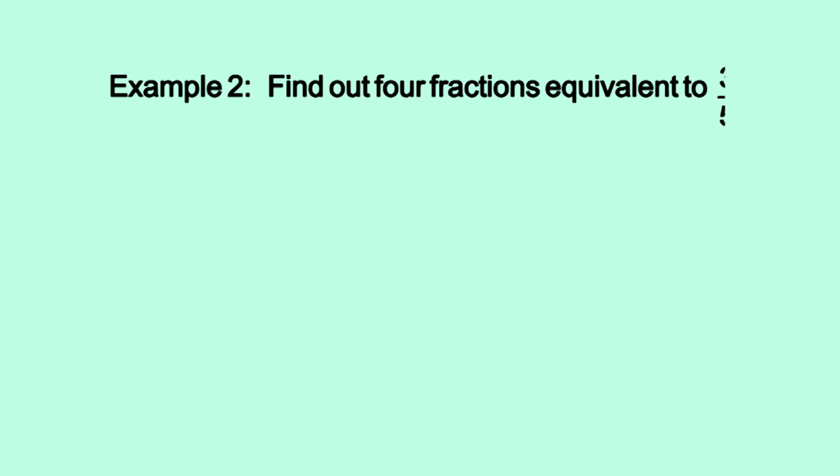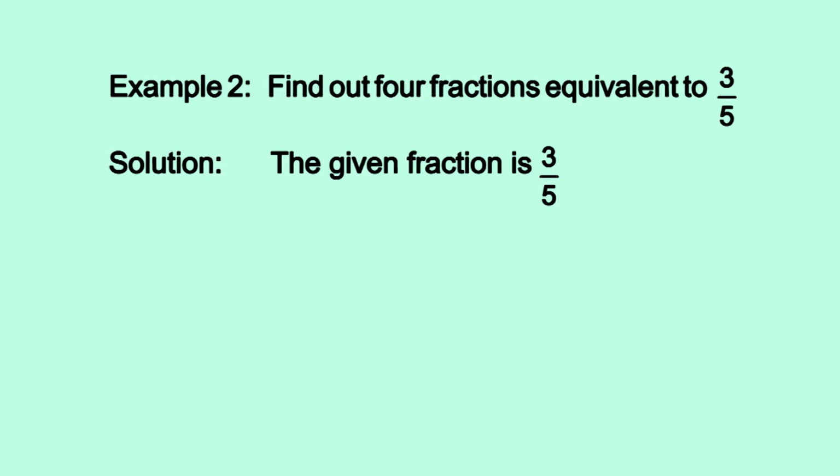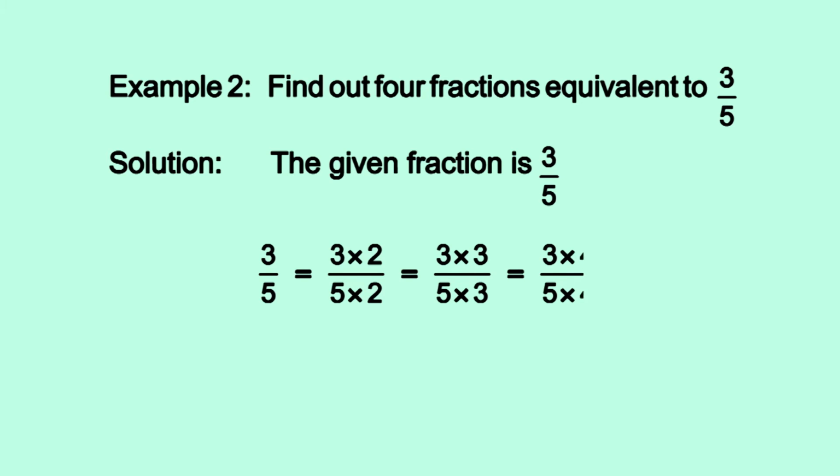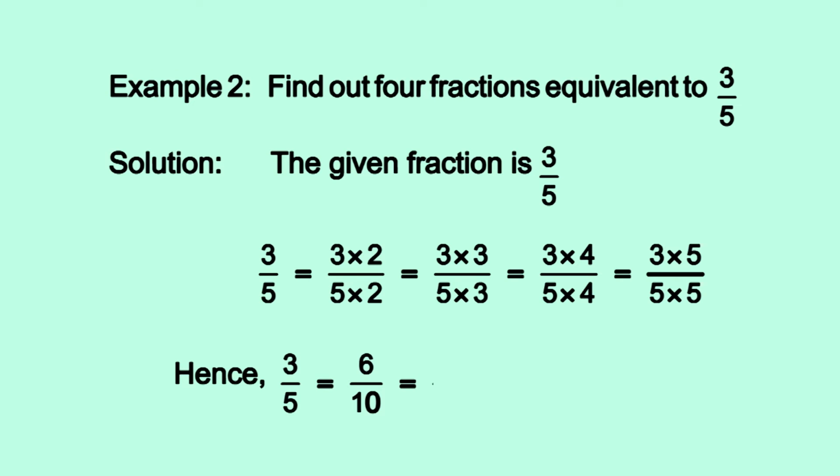Example 2. Find out 4 fractions equivalent to 3 by 5. Solution. The given fraction is 3 by 5. 3 by 5 is equal to 3 into 2 by 5 into 2 is equal to 3 into 3 by 5 into 3 is equal to 3 into 4 by 5 into 4 is equal to 3 into 5 by 5 into 5. Hence, 3 by 5 is equal to 6 by 10 is equal to 9 by 15 is equal to 12 by 20 is equal to 15 by 25.